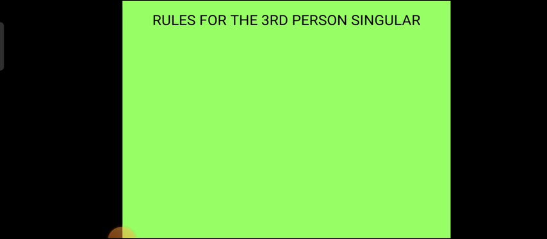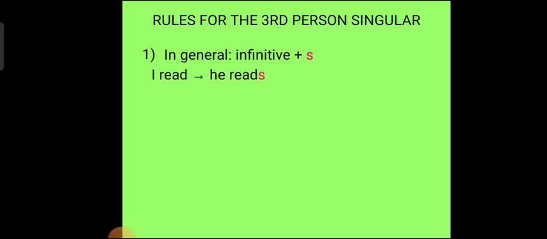Rules for the third person singular. In general, infinitive plus s. I read, he reads. Here I only add s to the verb when I speak about he. I add s to the verb in general.